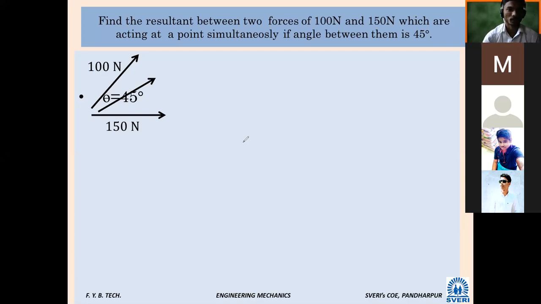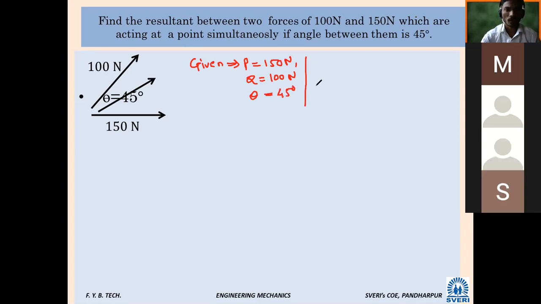So what is given in this now? Suppose for P force, the horizontal force, I will say 150 Newton. Then another force, suppose I will say Q as 100. And what is next? Theta is given. Theta is equal to 45 degree. So this is given. What we want to find? Resultant. R is equal to how much?